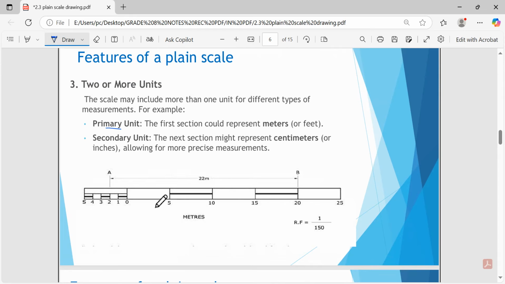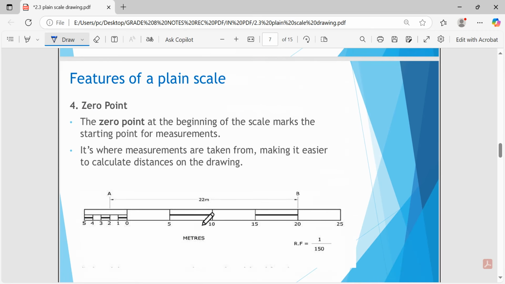It has the primary unit, which is the unit from here up to this point, and then it has the secondary unit, which is this unit from here up to this point. Okay, the primary unit, the secondary unit. So you can also call this the primary and the first. They are used interchangeably. So it has 2 units. Another thing, it has a 0 point.